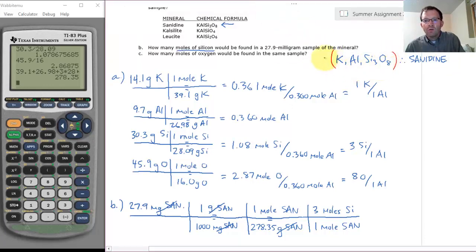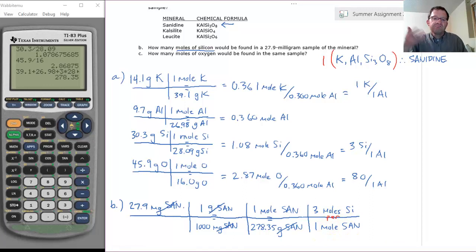For every 1 of these big things, it's got all these different parts in there. It's got 1 potassium, 1 aluminum, 3 silicons, and 8 oxygens all put together. And so there are 3 silicons for every 1 big sanidine unit here. And so when I write it here in my box, down here in my conversion, I'm not saying that 3 moles of silicon is equal to 1 mole of sanidine. We're not saying it's equal, but we are saying per. So it's a way of saying 3 moles per 1 mole. 3 moles of silicon per 1 mole of sanidine.